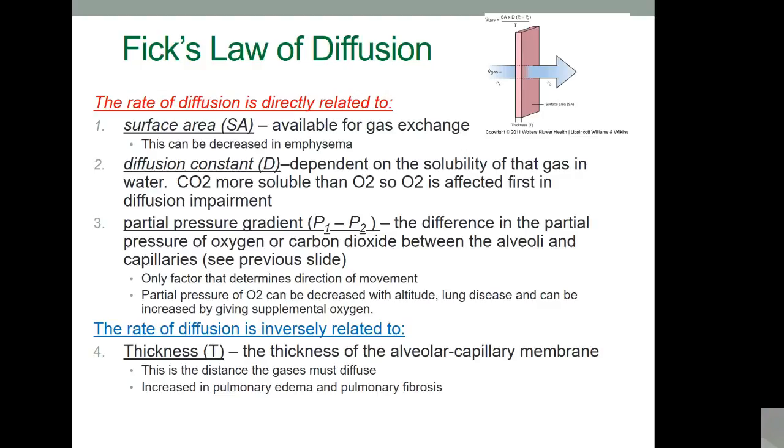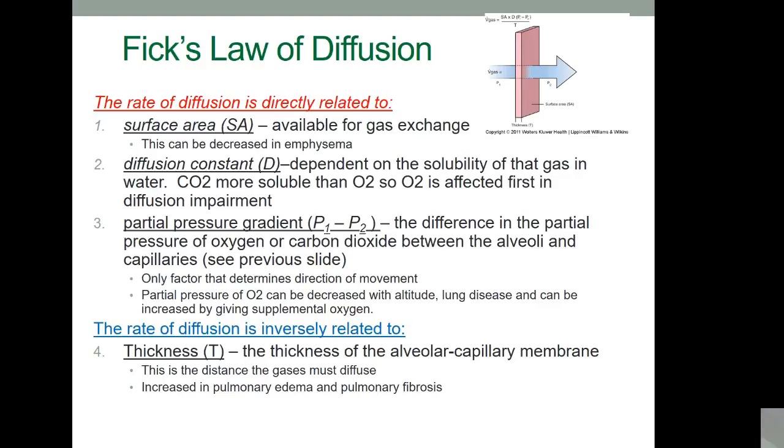Number 3, the partial pressure gradient. That's what we were just talking about. That was the difference between the partial pressure of oxygen or carbon dioxide between the alveoli and the capillaries. Now, this factor is the only factor that determines the direction of gas movement, because the gases are always going to go from high to low concentration. So for oxygen, from the alveoli to the blood; for CO2, from the pulmonary blood to the alveoli.